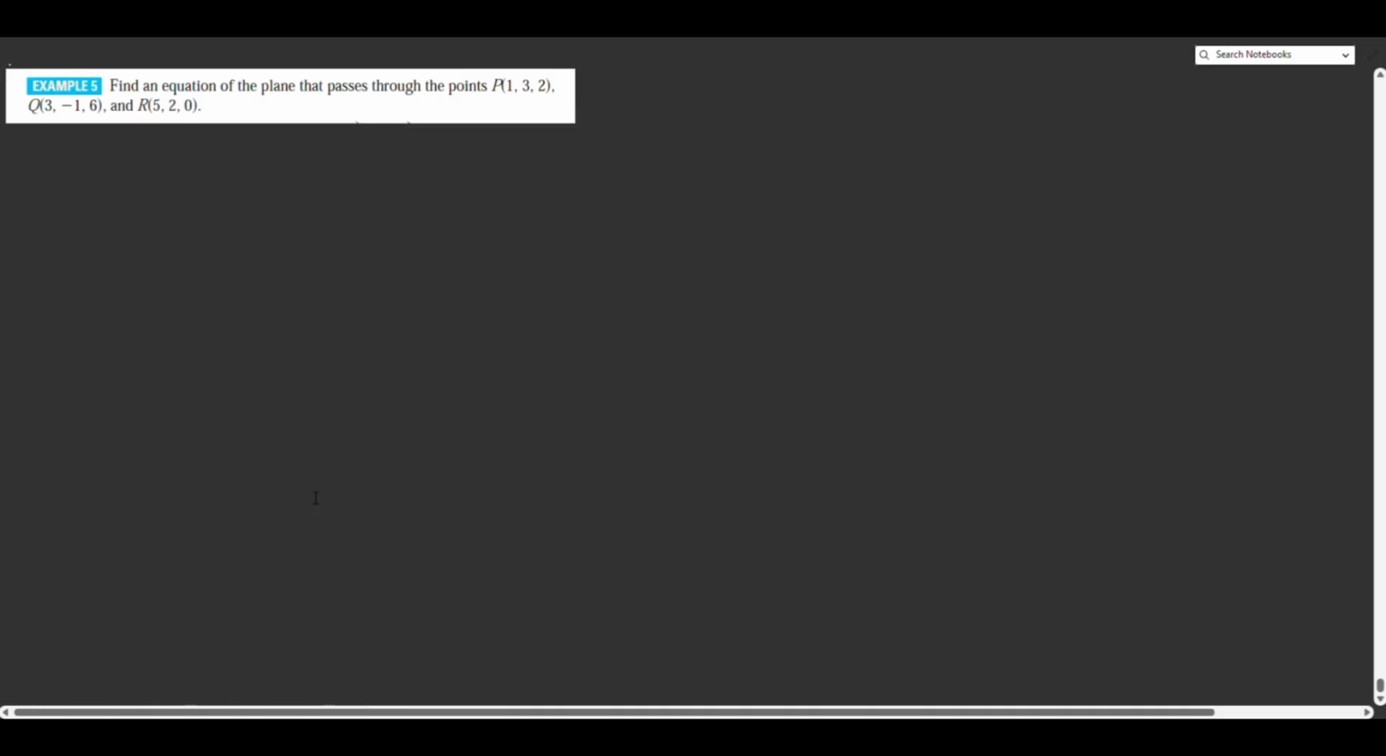We need to find the equation of a plane that passes through the points P(1, 3, 2), Q and R. So what does this mean? Let me draw this so that you can understand. We have, for example, this is a plane. Find the equation of a plane that passes through these points.